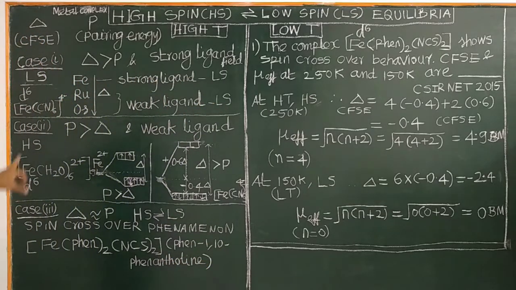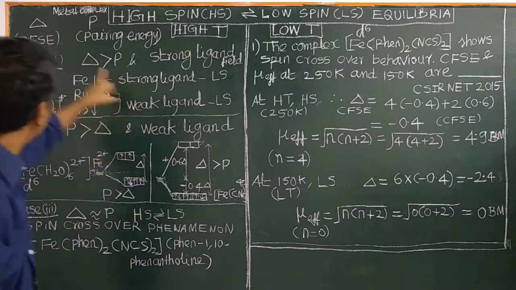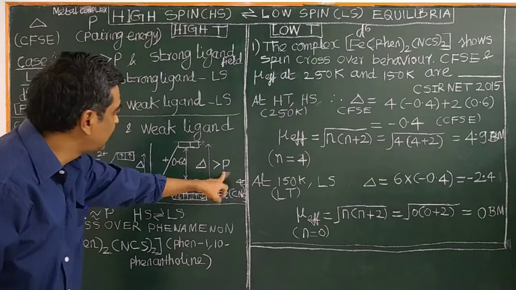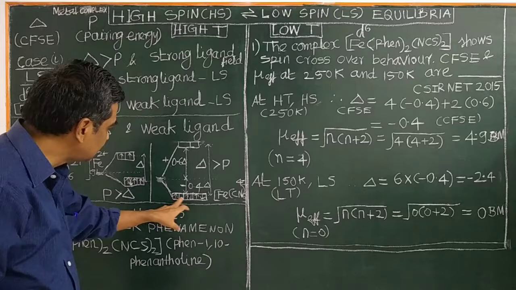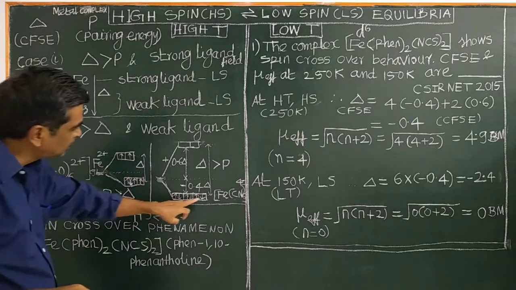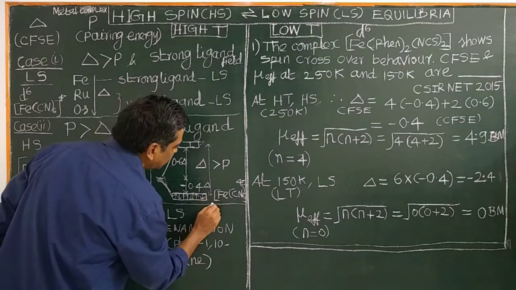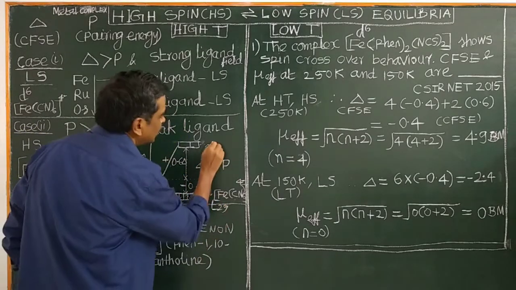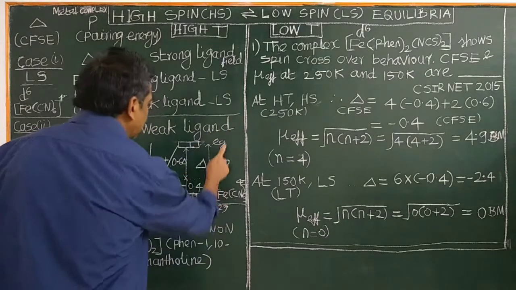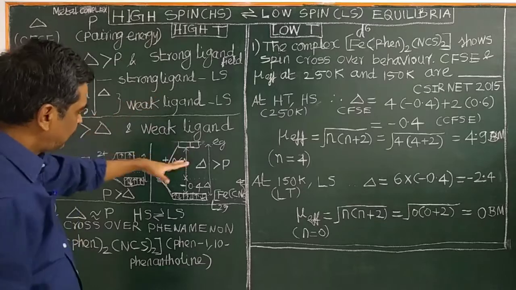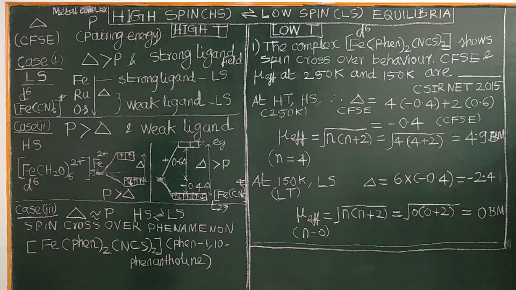I have shown here the case where crystal field stabilization energy is greater than pairing energy. There are 6 electrons, d6, so I have put 6 electrons here. The d orbitals split into 2 levels, the t2g level and the eg level. They are separated by the crystal field splitting energy. We have already studied this in crystal field theory.